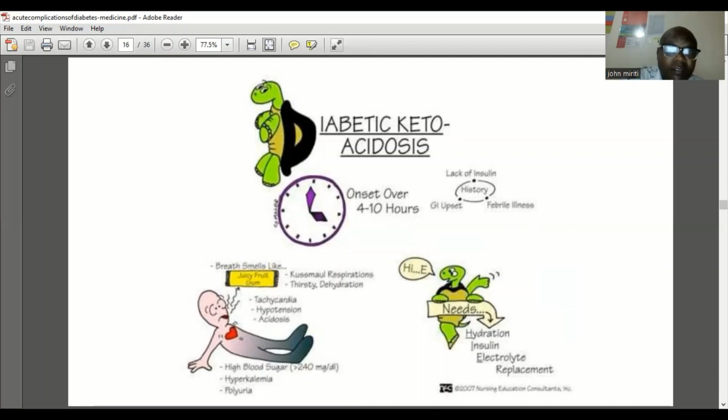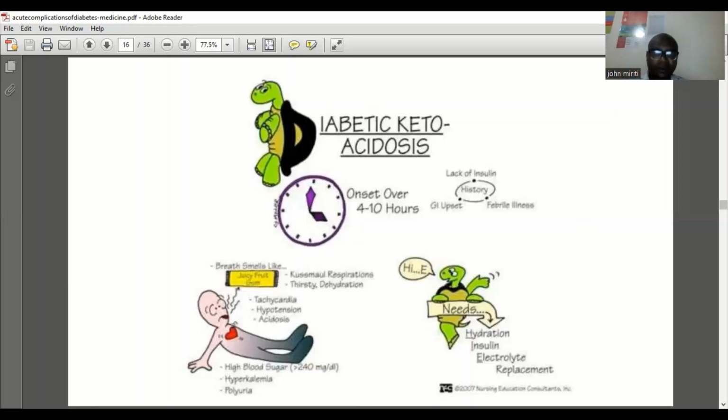That means the patient will have a dry, juicy gum. The patient will have tachycardia, hypertension, and acidosis. And when you check the sugars, it is more than 30 millimoles per liter, or more than 240 milligrams per deciliter. The patient will have hyperkalemia and polyuria.